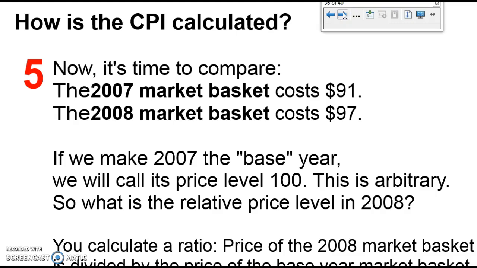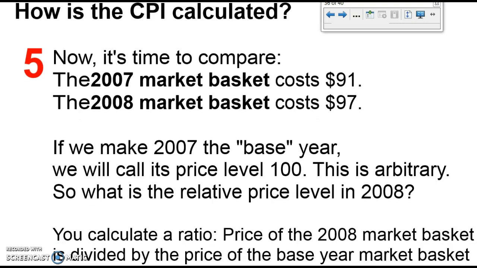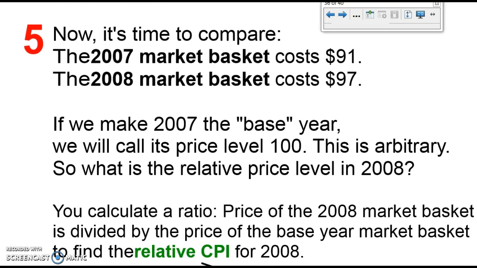All right, so now once we have this information, the 2007 market basket is $91, the 2008 market basket is $97. Now what we want to do is construct this index. And the key here is that we have to pick a particular year. We're going to pick 2007 and say this year is going to be the base year. We're going to compare all other years to this year.